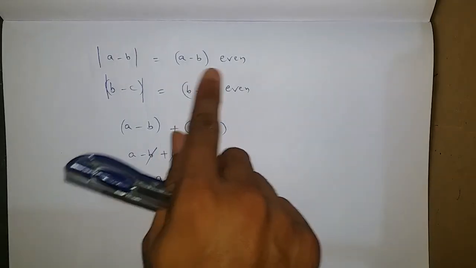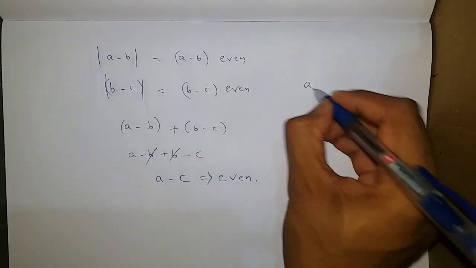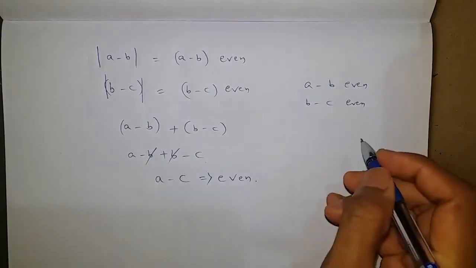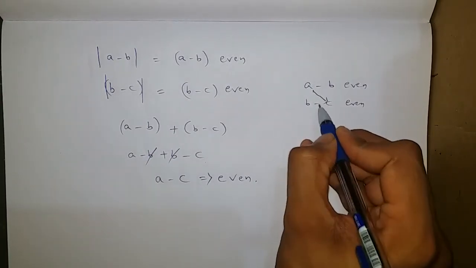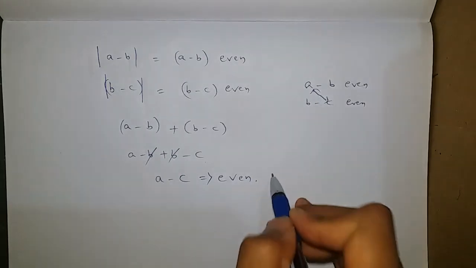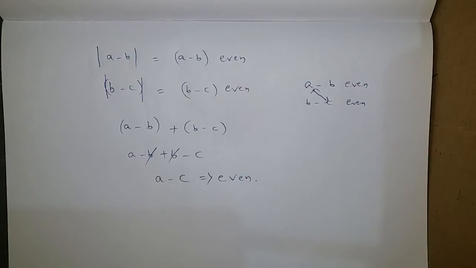A minus b is even and b minus c is even, then there exists some relationship between a and c. A minus c is also even. Then this is satisfying transitive. Then it is satisfying reflexive as well as symmetric as well as transitive. So we can say that the relation is an equivalence relation.